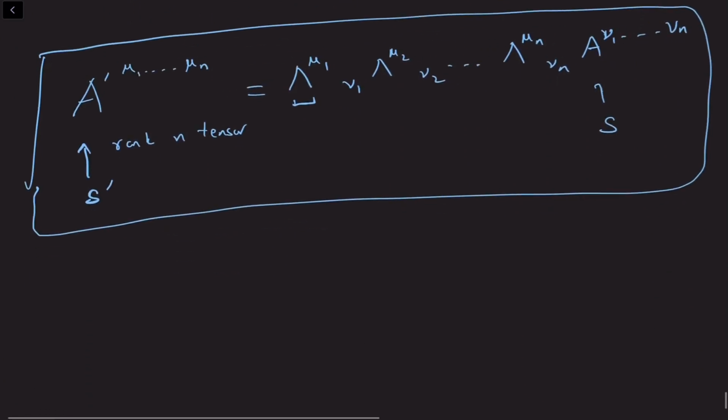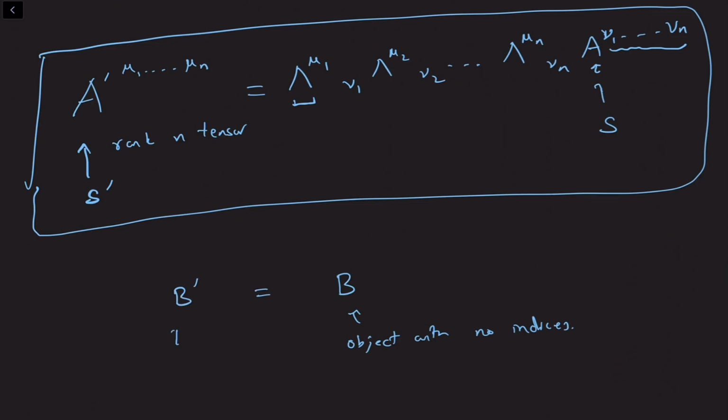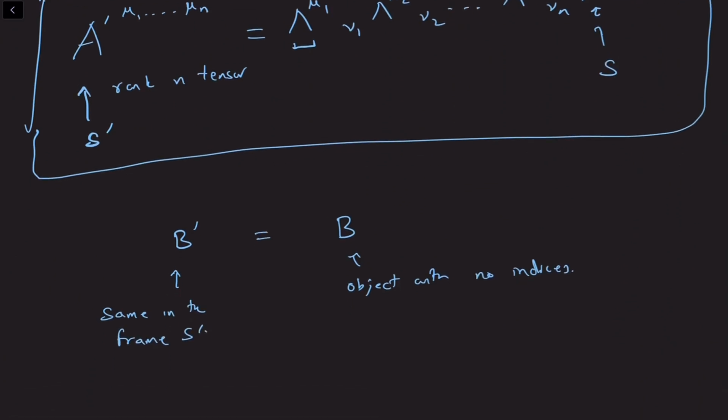So in the special case where the object A has no indices, okay, so an object with no indices, this object will be the same in the frame S prime. Okay, so such an object is called a Lorentz scalar. Okay, so things like the space-time interval that we've seen, for example, are Lorentz scalars. Okay, or the speed of light is a Lorentz scalar. It doesn't transform from one reference frame to another.